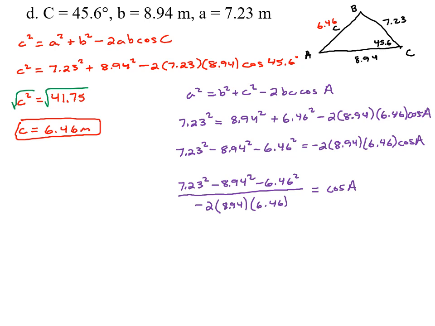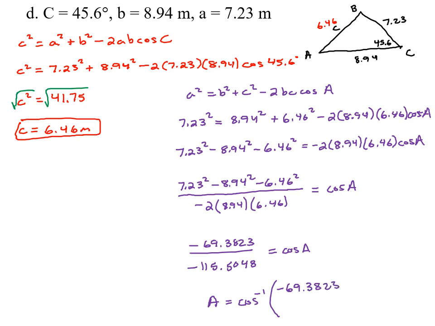7.23 squared minus 8.94 squared minus 6.46 squared is going to give me negative 69.3823 on the top. On the bottom, 2 times the 8.94 times the 6.46 will give me a negative 115.5048. That had to be cosine A. So A would be cosine inverse of those numbers. Just divide the 69.3823 by the 115.5048 and see what we get.